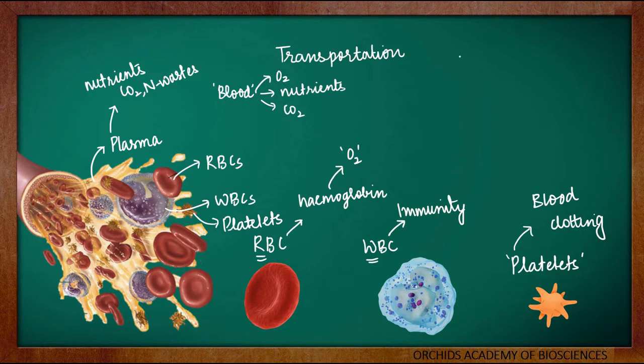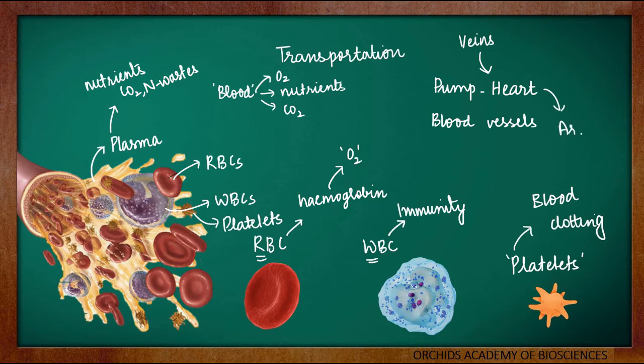To pump this blood throughout the body, we need a pumping organ in our body, and that is heart. Along with the pumping organ, we also require some vessels or tubes through which the blood will be passed, and these are the blood vessels. The blood vessels which bring the blood to the heart are called as veins, and the blood vessels which carry the blood away from the heart are called as arteries.